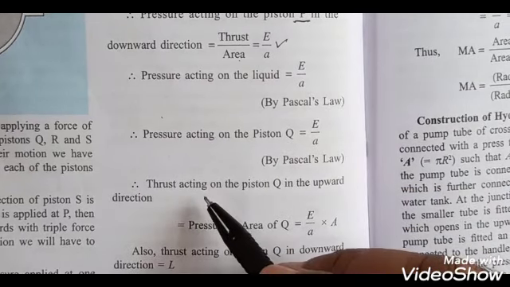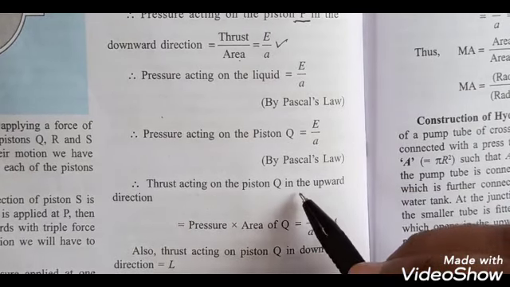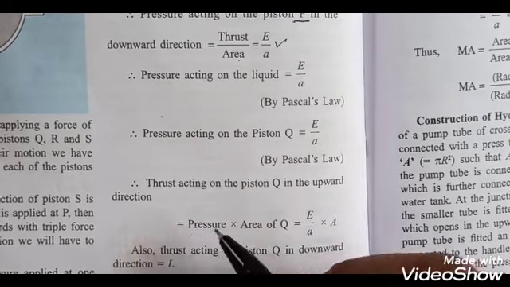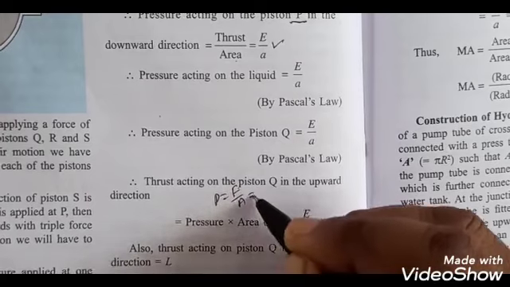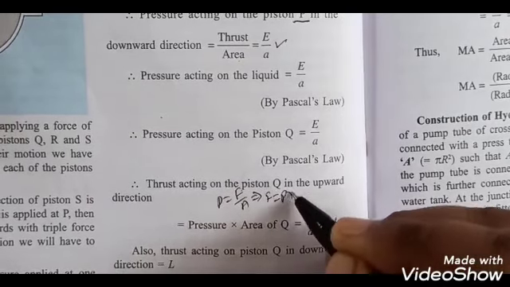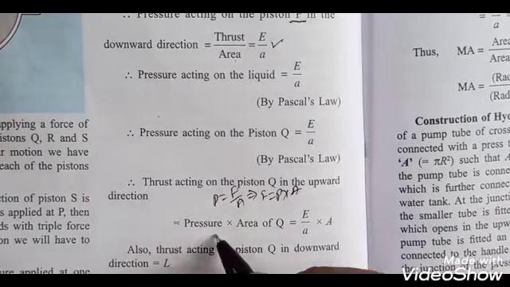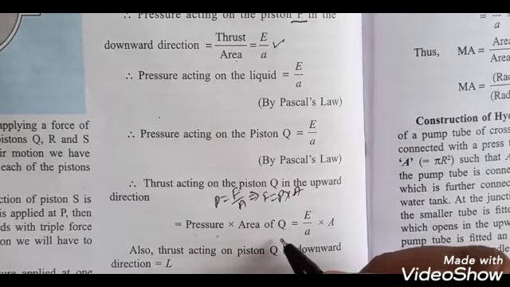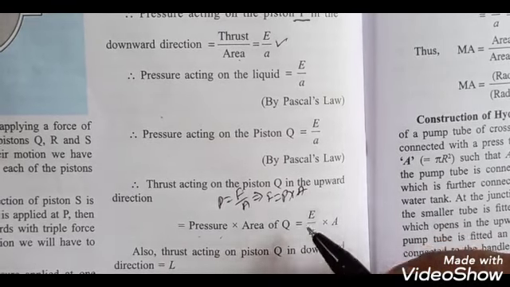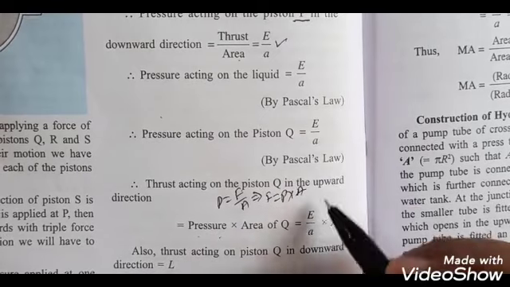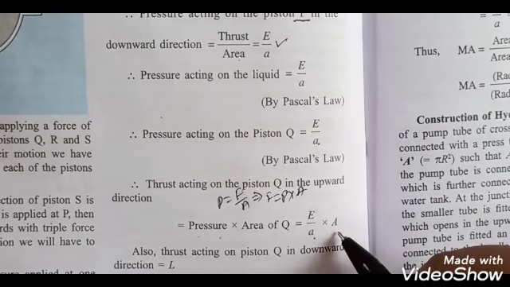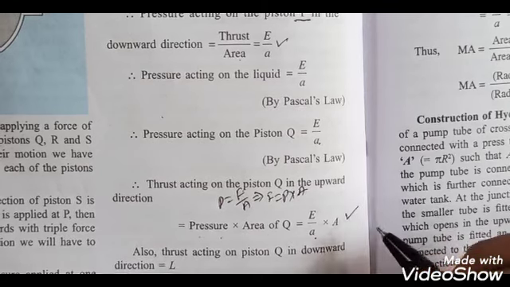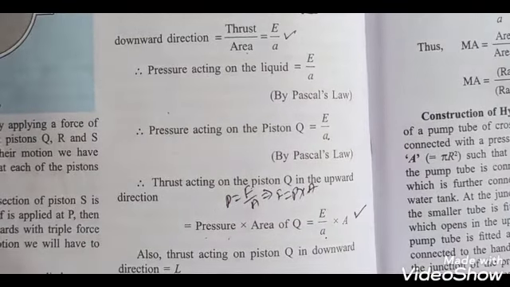Next we have to calculate the thrust, or force, acting on piston Q. Thrust means force, and P is equal to F by A, so F is equal to P into A, where P is pressure and A is the area of piston Q. The pressure acting is E over small a, and the area of piston Q is capital A. So this is the force acting on the piston.